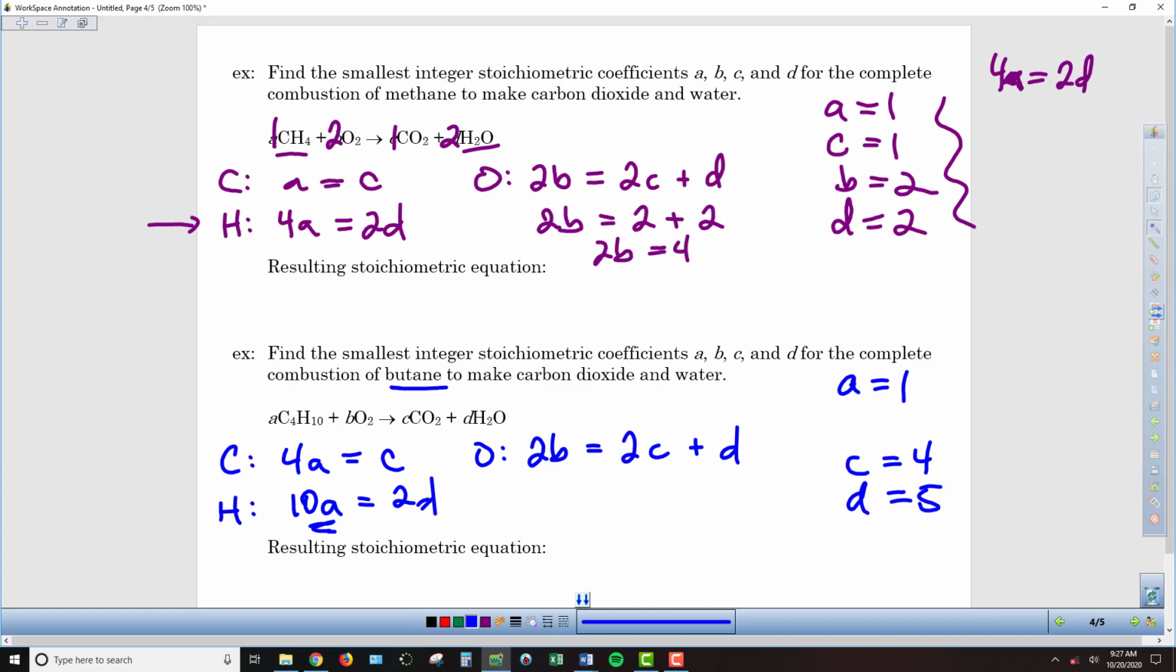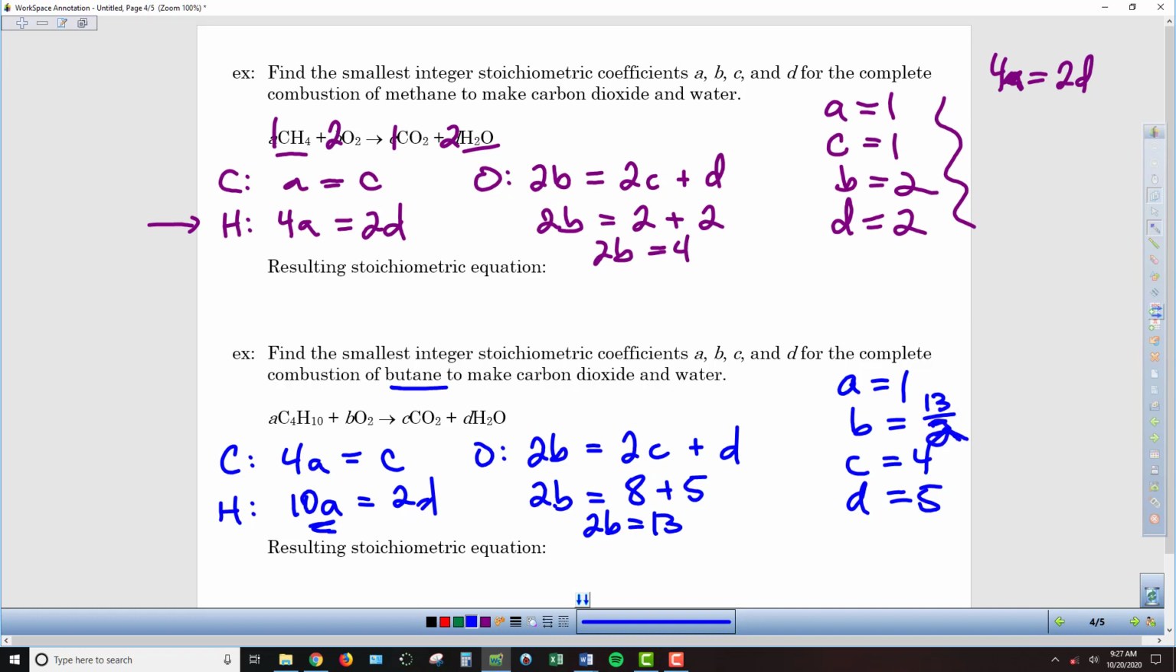And then I can plug into my last equation to figure out what B is. So I've got 2B equals 2 times C, so 2 times 4 gives me 8, plus D is 5. So this time I get 2B equals 13, or if I divide both sides by 2, I get 13 halves.